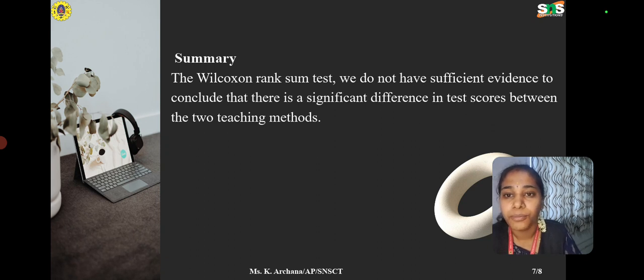I am going to sum up what we have seen. We have seen what a non-parametric test is, where the data is not equally distributed. Then we saw different types of non-parametric tests, discussed a case study, and I summed up the case study answer with the Wilcoxon rank sum test.